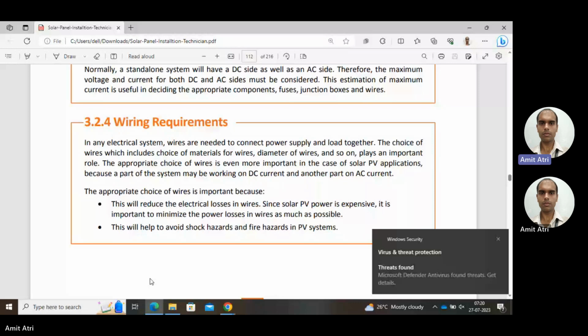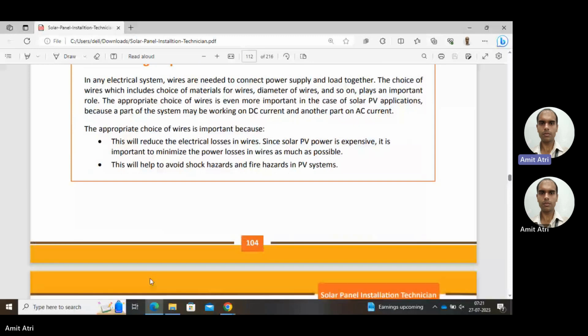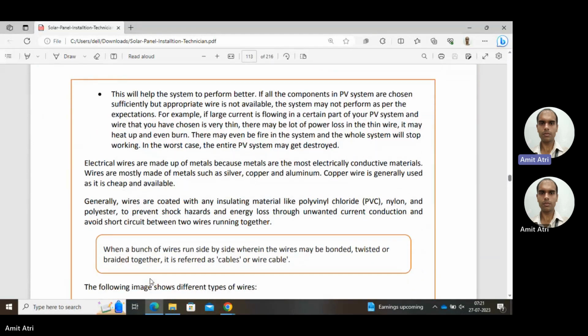Since solar PV power is expensive, it is important to minimize the power losses in wires as much as possible. If the losses are less, then efficiency will be high and we will get more energy. Overall, the economic value of the system will also increase. Another importance is that this will help to avoid shock hazards and fire hazards in a PV system, so from the economical point of view, efficiency point of view, and safety point of view.